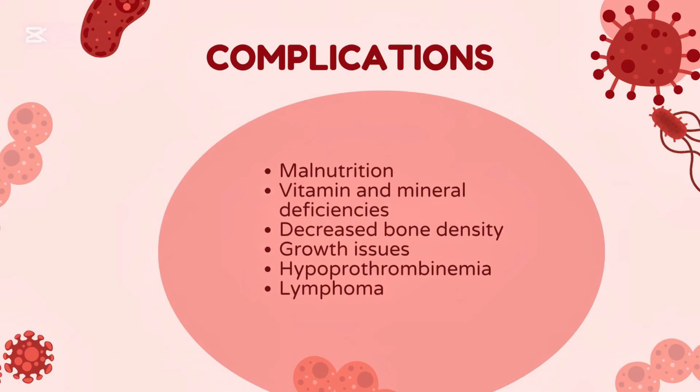These include malnutrition and deficiencies due to the inability to absorb nutrients and vitamins in the small intestine, bone and growth issues due to the malabsorption of vitamin C and D in the small intestine, and hypoprothrombinemia due to the malabsorption of vitamin K. And although more severe and rare, lymphoma should be monitored for, as it can come from those who either do not respond to a gluten-free diet or if one is not adhering to that type of diet.